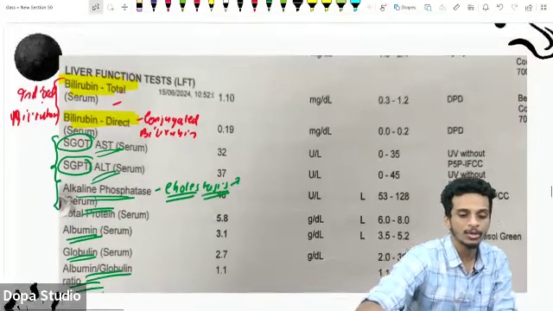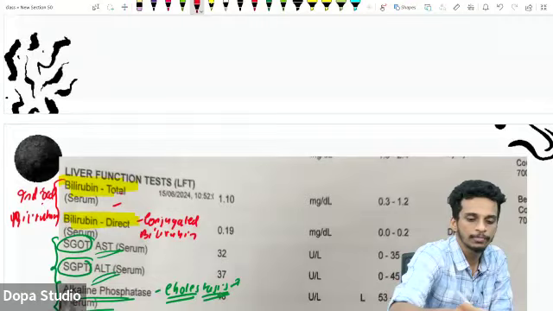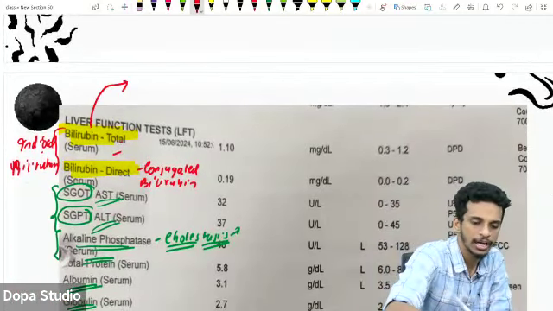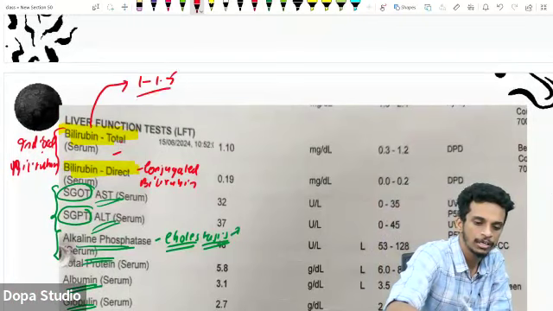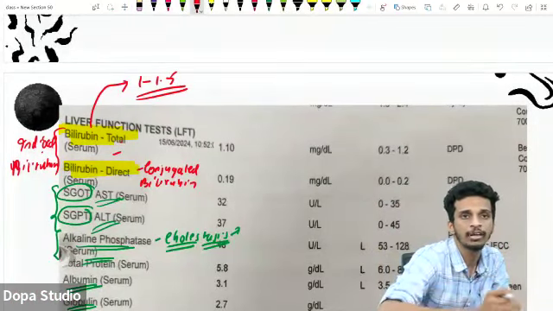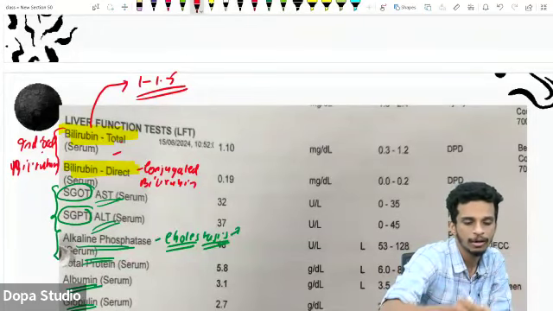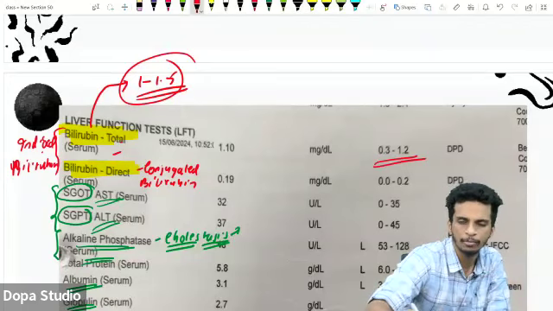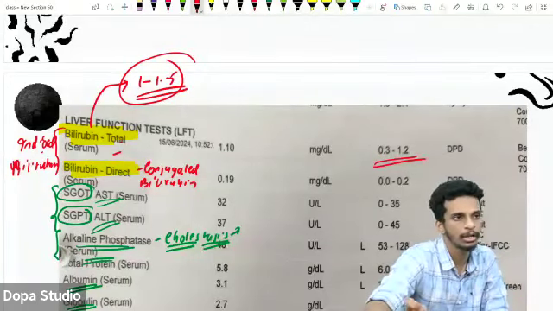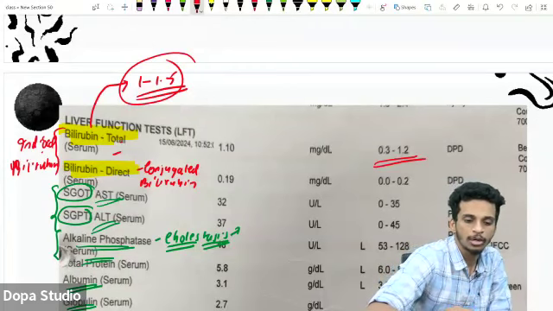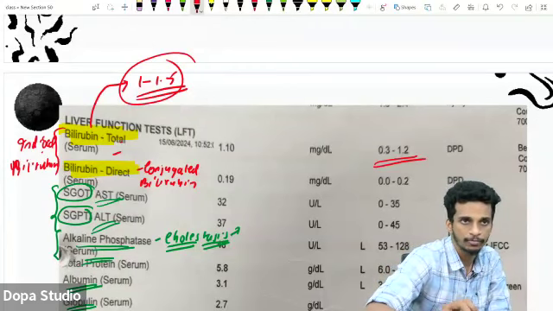Okay. So the normal value of bilirubin. Here they have given normal values, but I'll just mention the standard values. The normal value of bilirubin is between 1 to 1.5. So a value of more than 1.5, we can call it jaundice. These are the values according to Harrison. Here they have given 0.3 to 1.2. I have already told you that normal values vary with different labs. According to Harrison, the value of total bilirubin is between 1 to 1.5.